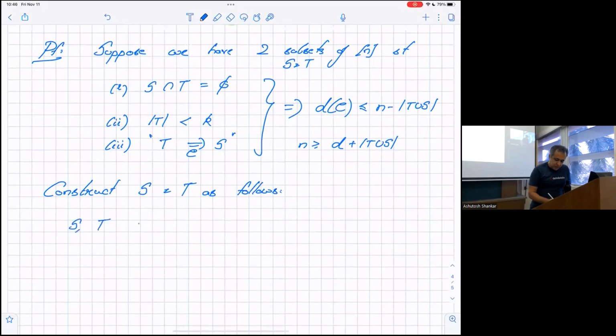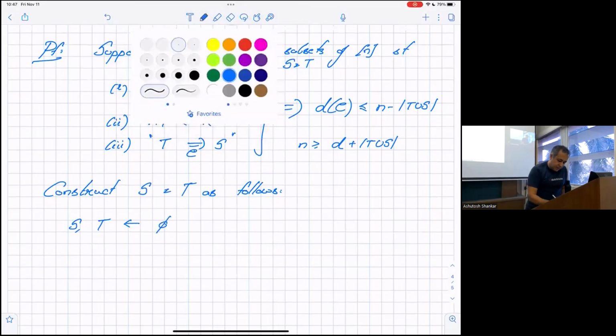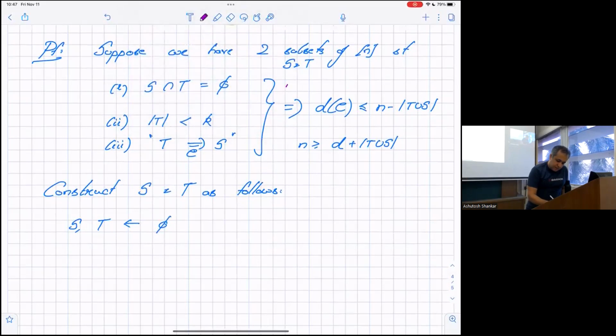Initialize S and T to be empty. S we will set to be a subset of size at most k. S will never go larger than k. T will be all over the place. But all that I want of S and T is only those 1, 2, 3. This is basically a Singleton-like bound.